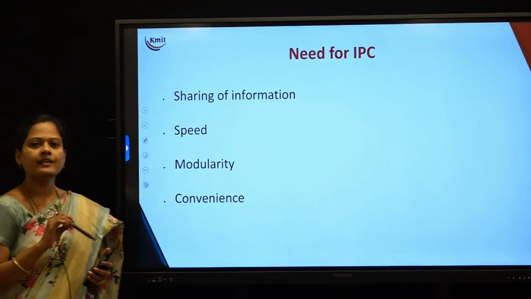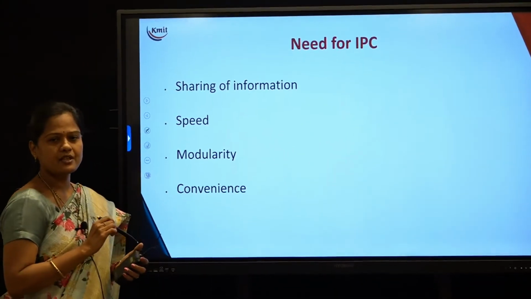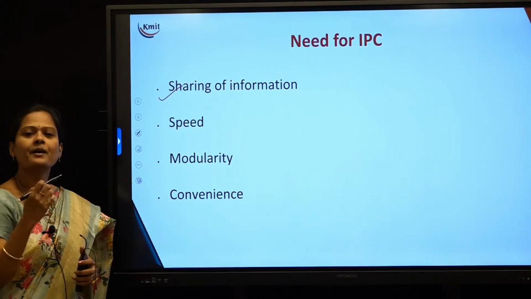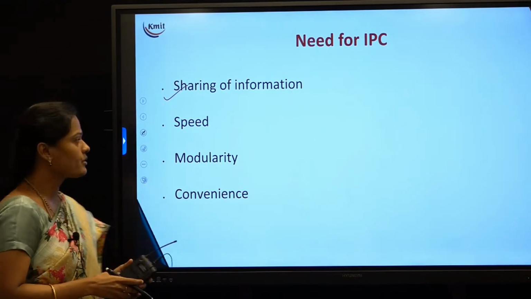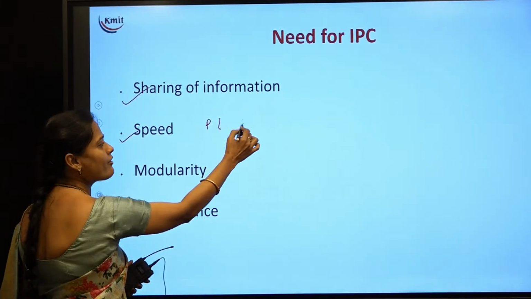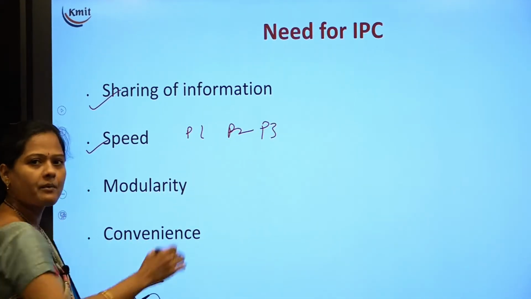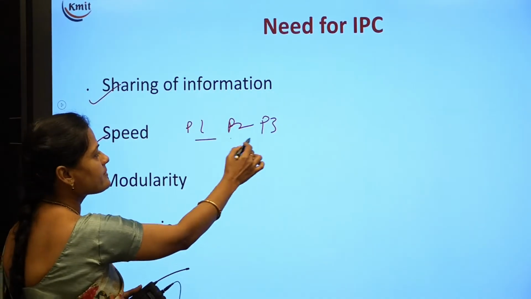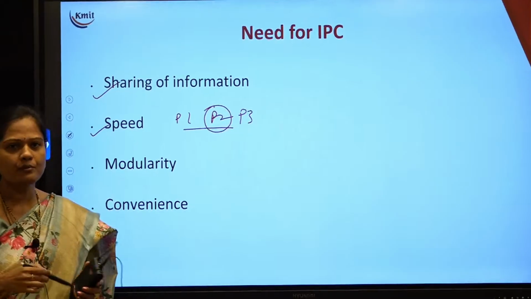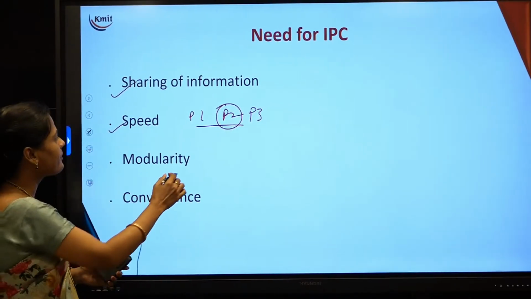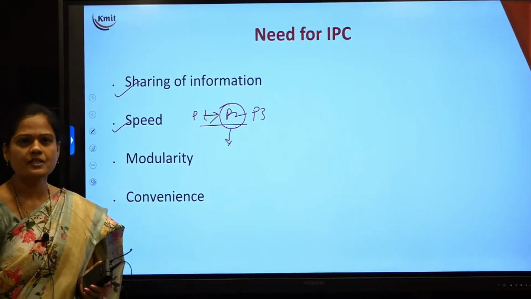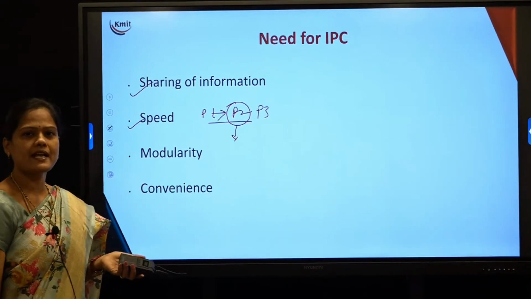Now, why is there a need for IPC or inter-process communication? As I told you, the first and foremost important thing is sharing of information, passing the data from one process to the other process, and speed. You have multiple processes working on a particular task and the information is being passed among them. For example, process 2 requires the output from process 1. So, instead of making the computation at this stage, it can just use the work done by P1 in this process, so that the speed of the process can be enhanced.